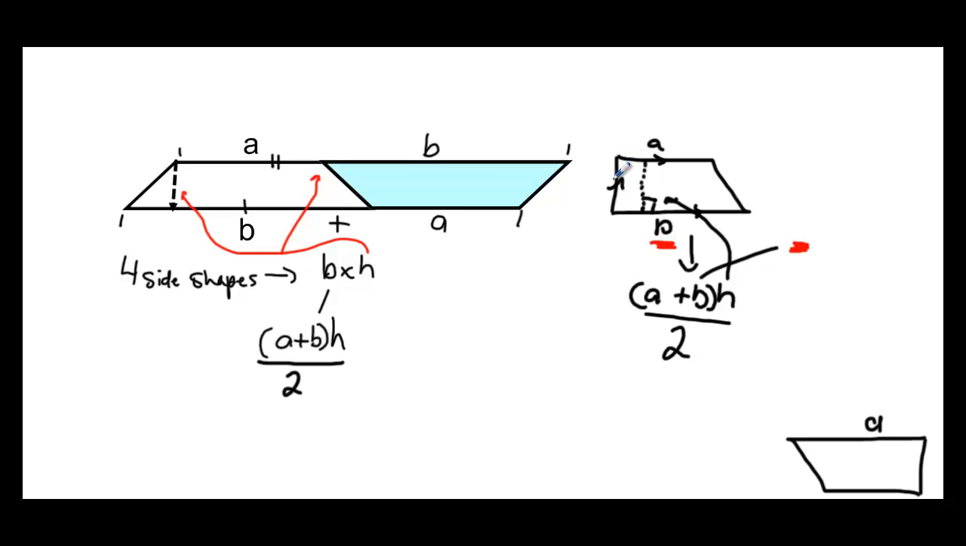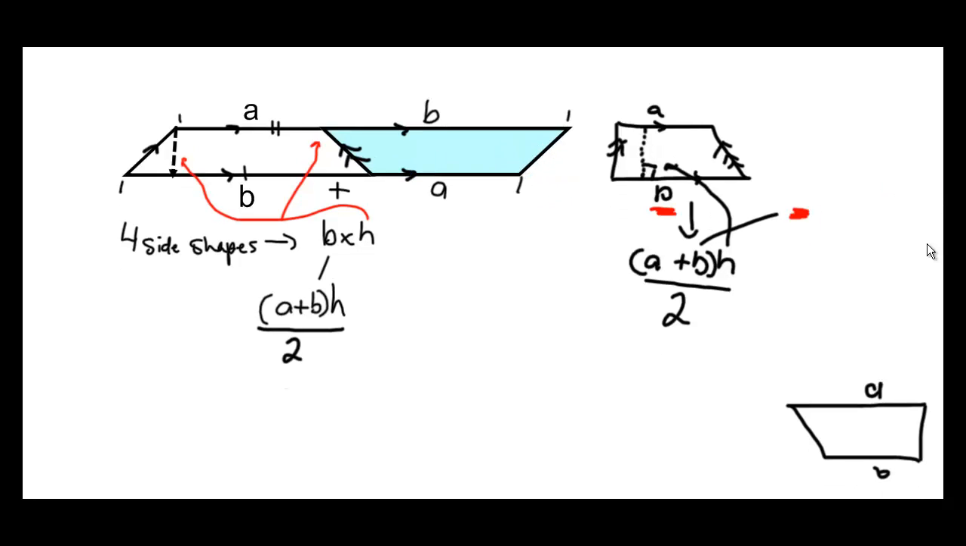So this line is not parallel to this line. And the arrows denote parallel. So you notice here that this line and this line are not parallel, but these two lines are parallel. Same here. They run like train tracks. So that is how you calculate area of a trapezoid.